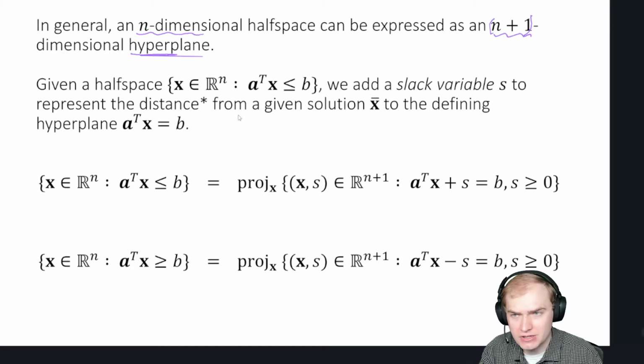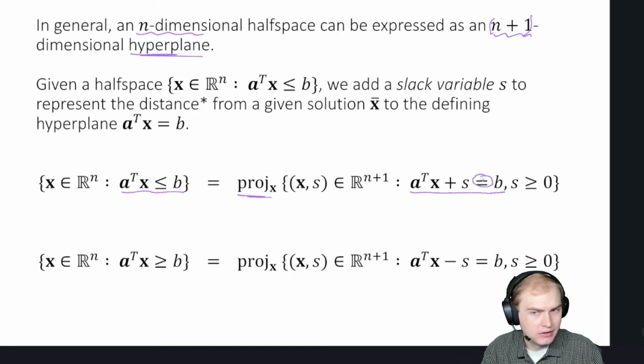In set notation, if we have a half space, then it's the same as this projection of this hyperplane. Remember, this is a hyperplane because it has an equality rather than an inequality. And it's important to remember our s non-negativity, because if that was a free variable, then suddenly this would not actually enforce the inequality.